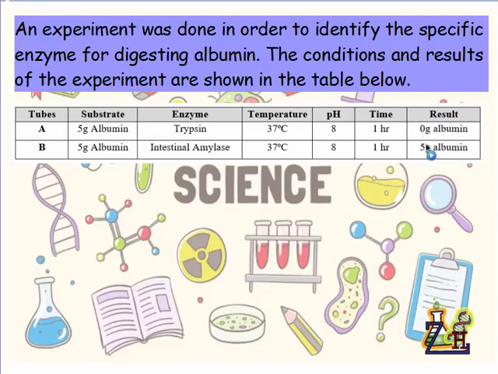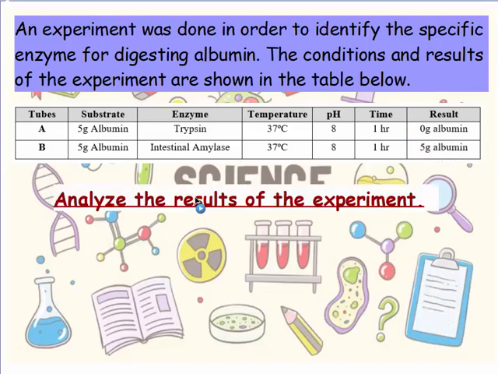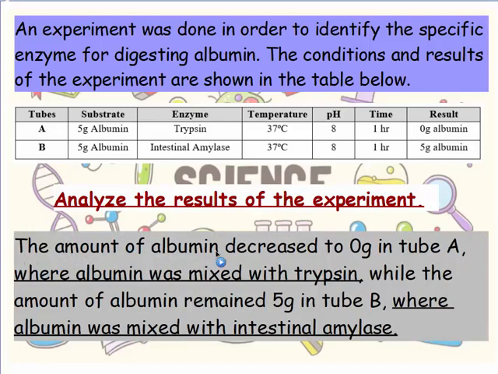We measured the mass of the albumin at the end of the experiment. Notice the result in tube A is 0 grams of albumin. We don't have any albumin, while in tube B we have 5 grams. We are asked here also to analyze the results of the experiment. The amount of albumin, notice, decreased. We start with the amount of albumin because it's the measured factor. Decreased to 0 grams in tube A, where albumin was mixed with trypsin. We have to show what is the manipulated factor here. While the amount of albumin remained 5 grams in tube B, where albumin was mixed with intestinal amylase.